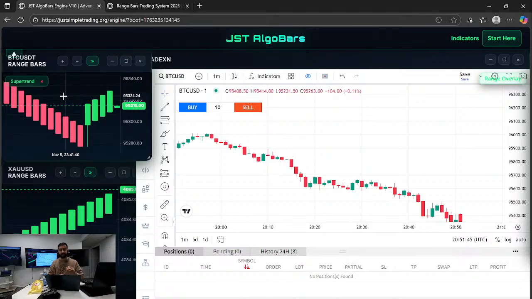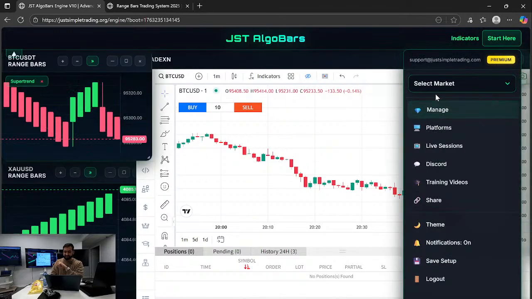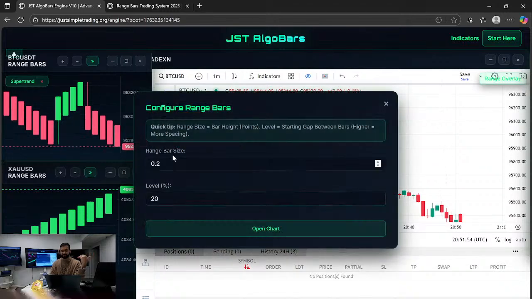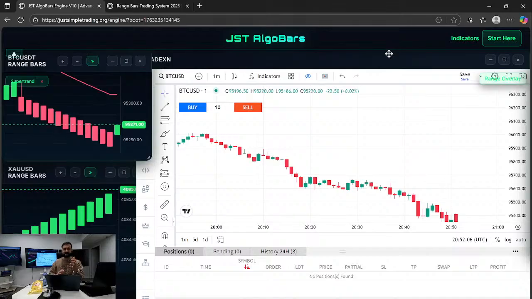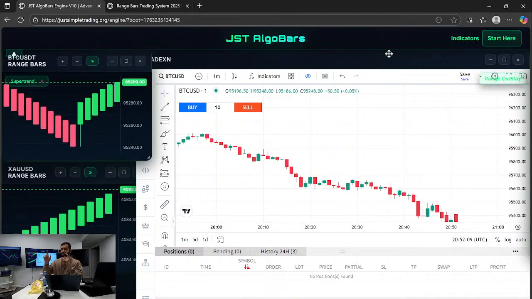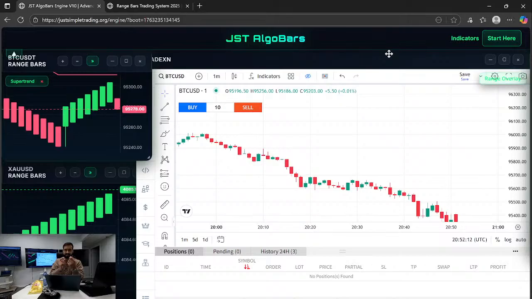Give us the settings for the range bars. Okay, that's a really good question. If you click start here, for example, if we're doing BTC, the range bar size, I like to do 20, which means each bar will be worth 20 points. For gold, I like to do around 0.2 to 0.5, which means each bar is worth 20 cents. So you can play around with that. The level, I don't change. I always keep the level at 20. What about Ethereum? Ethereum, I like to do around 1 to 2.